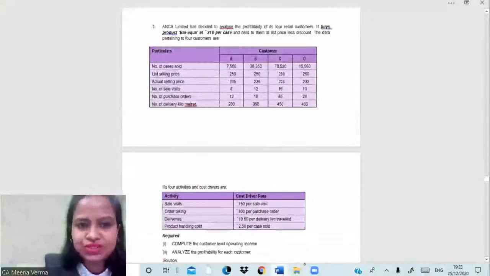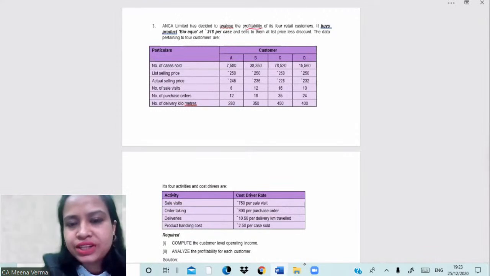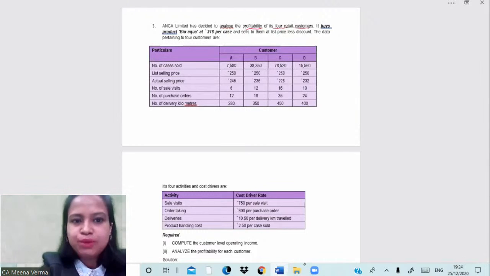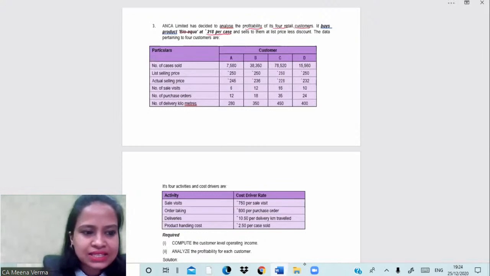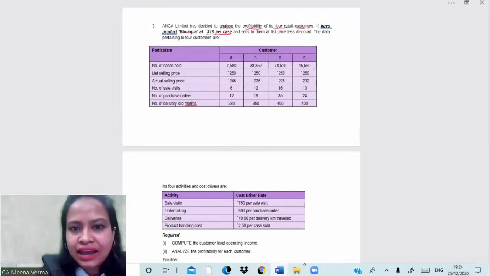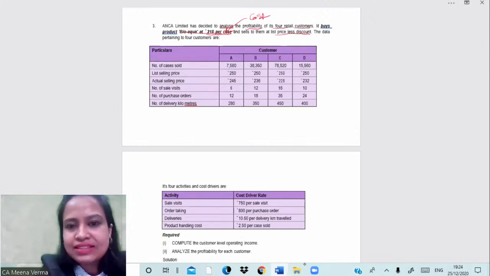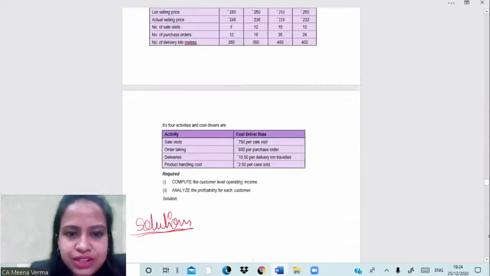Let me read this question first. ANCA Limited has decided to analyze the profitability of its 4 retail customers. These are all retail customers. It buys product by BioAqua at 218 per case, so this is the cost, and they sell them at list price, less discount. The data pertaining to the 4 customers is this.